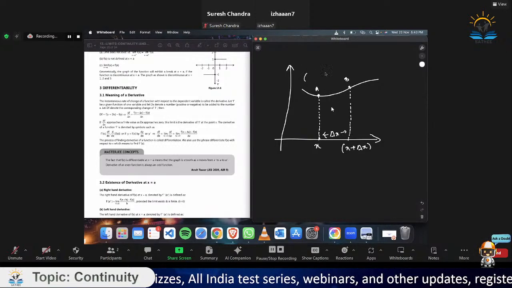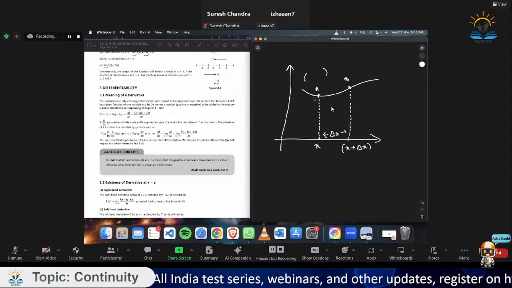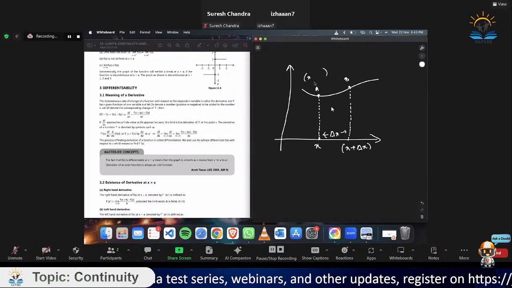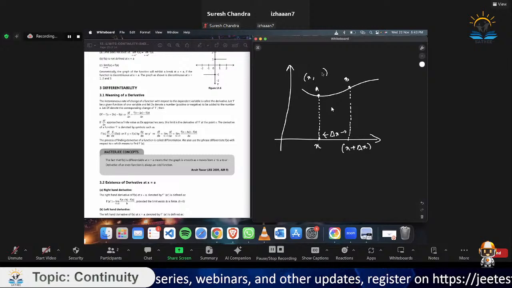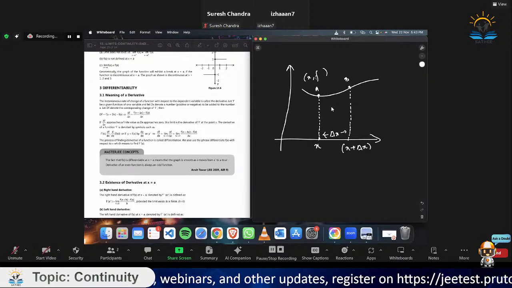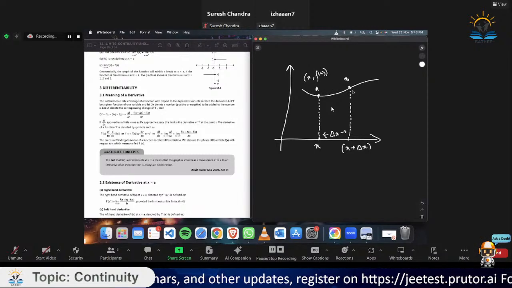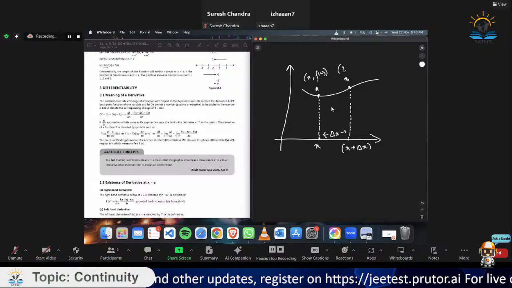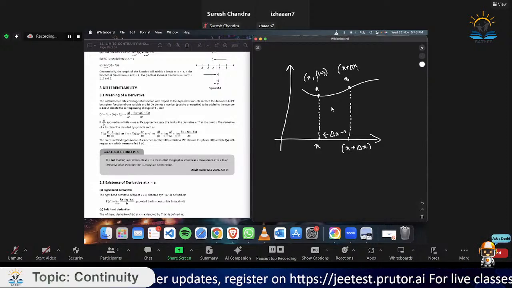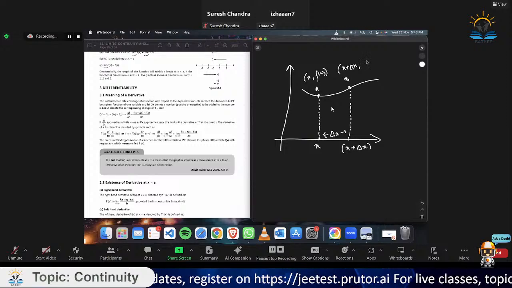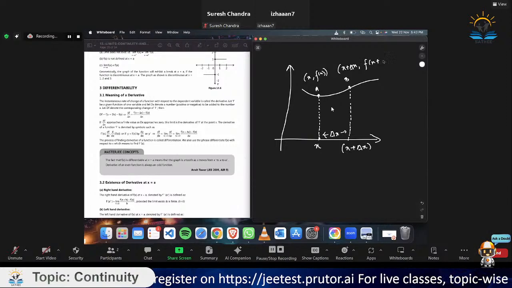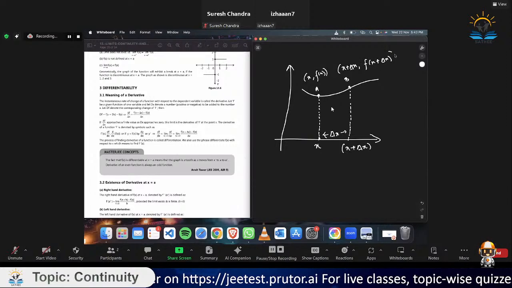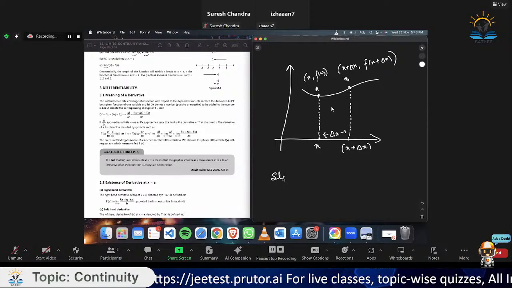You will first of all write the x comma y over here. So what is x? x is simply x, and y is what? f(x), right? And at this point, x is x plus delta x. What is y? y is f(x plus delta x). Now, slope.